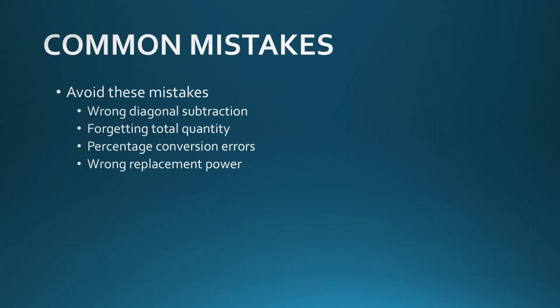Now these are some of the most common mistakes students make. They sometimes do wrong diagonal subtraction. They forget total quantity. They make errors in percentage conversion. They do wrong replacement power. Especially in replacement questions, students often forget the power n. So please avoid these mistakes.